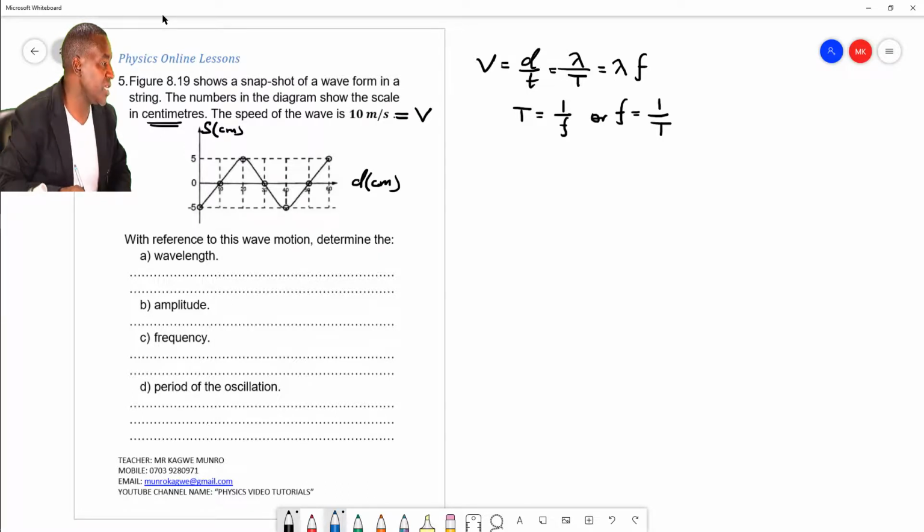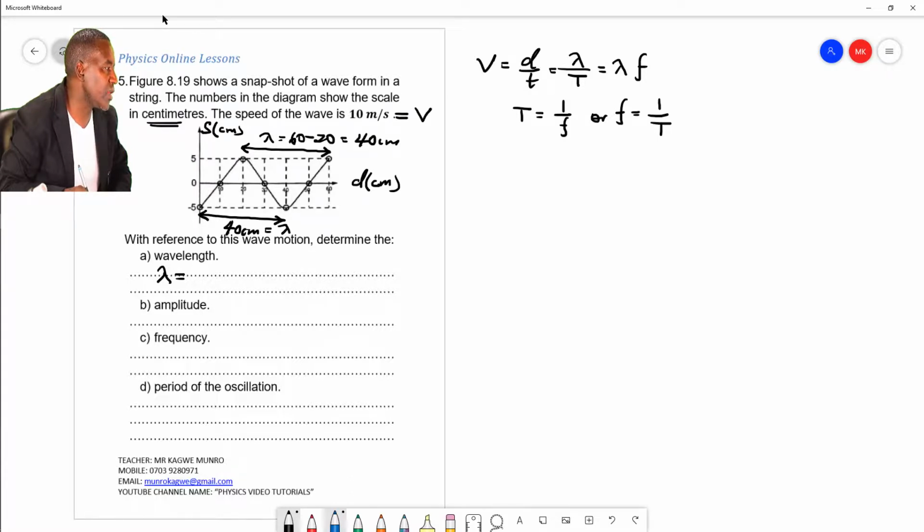So with reference to this waveform, determine the wavelength. And you will agree with me, the wavelength is either from this trough to the next trough, this one here, which will be from 0 to 40, which is 40 centimeters. This must be the wavelength, or from one crest to the next. This must also be the wavelength, which is 60 minus 20, because from here to here is 20 and from here to here is 60. So again, I get 40 centimeters.